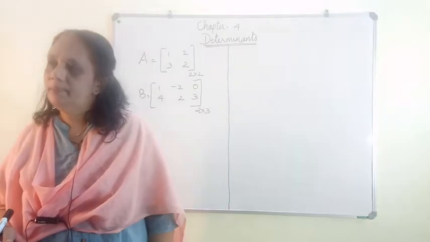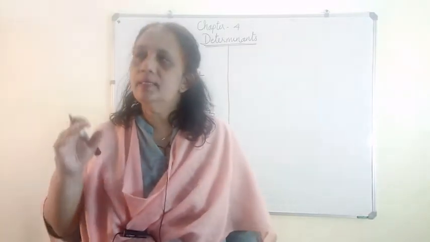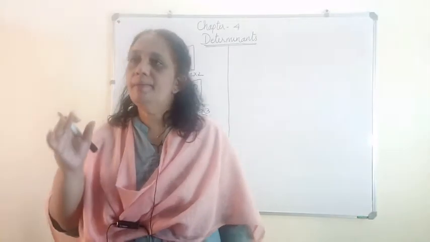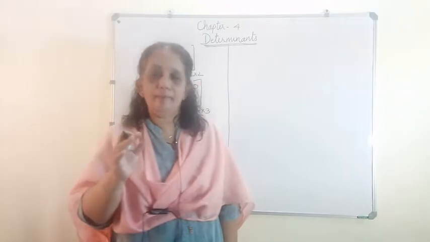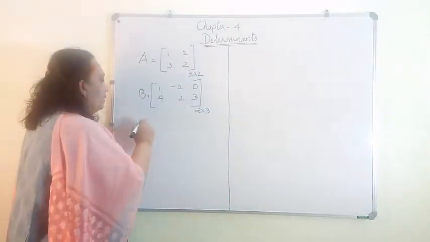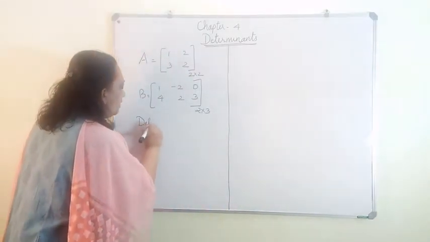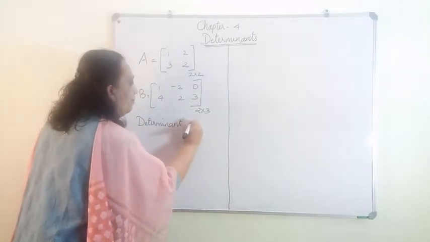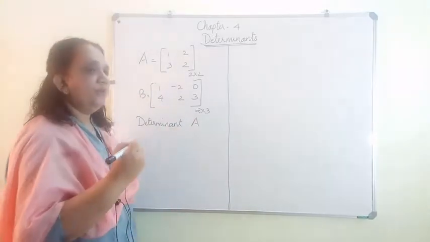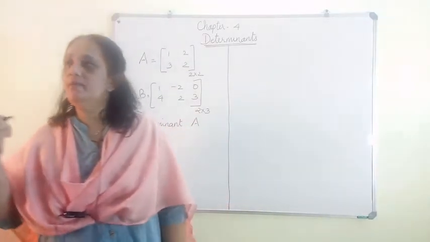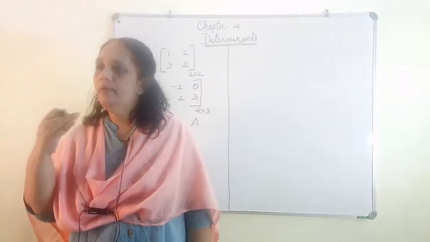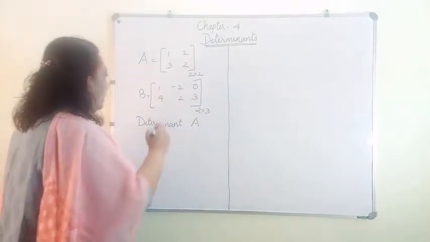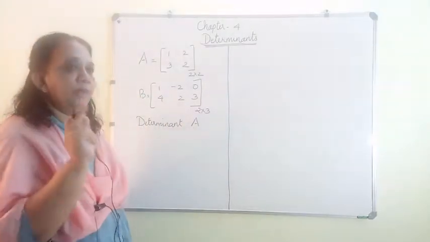Now, what is a determinant? Determinant always correlates with square matrices. The determinant of a matrix implies it is a square matrix. It can be of order 2 or it can be of order 3, 4, etc. But for your level, we consider only up to order 3. It is applicable only for square matrices.